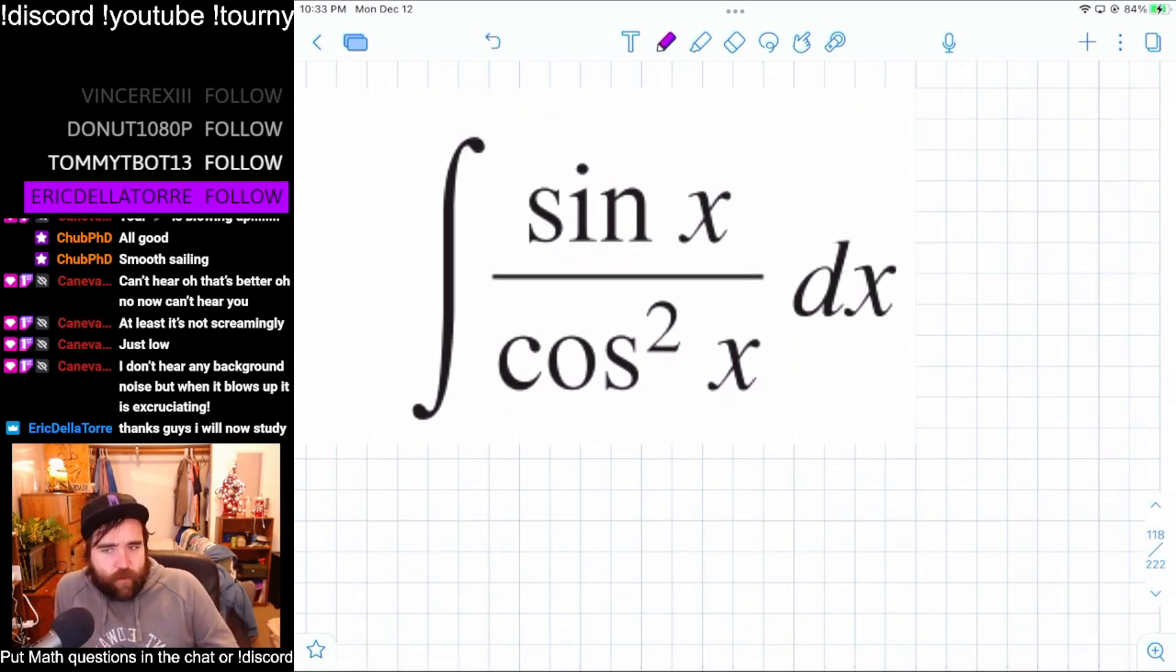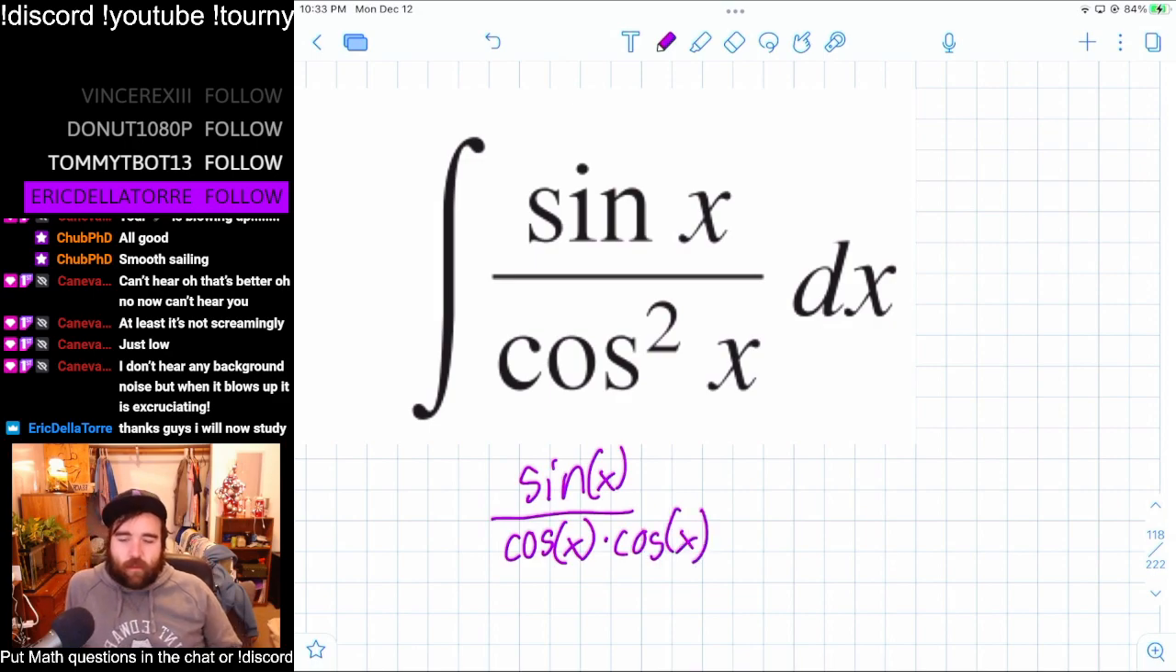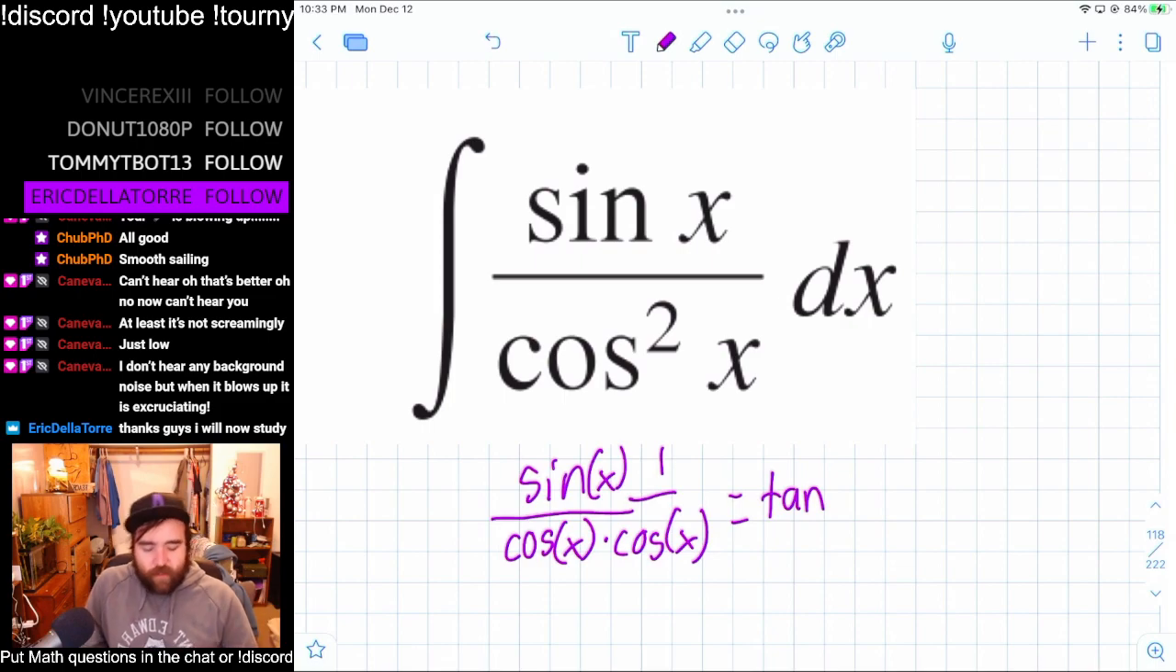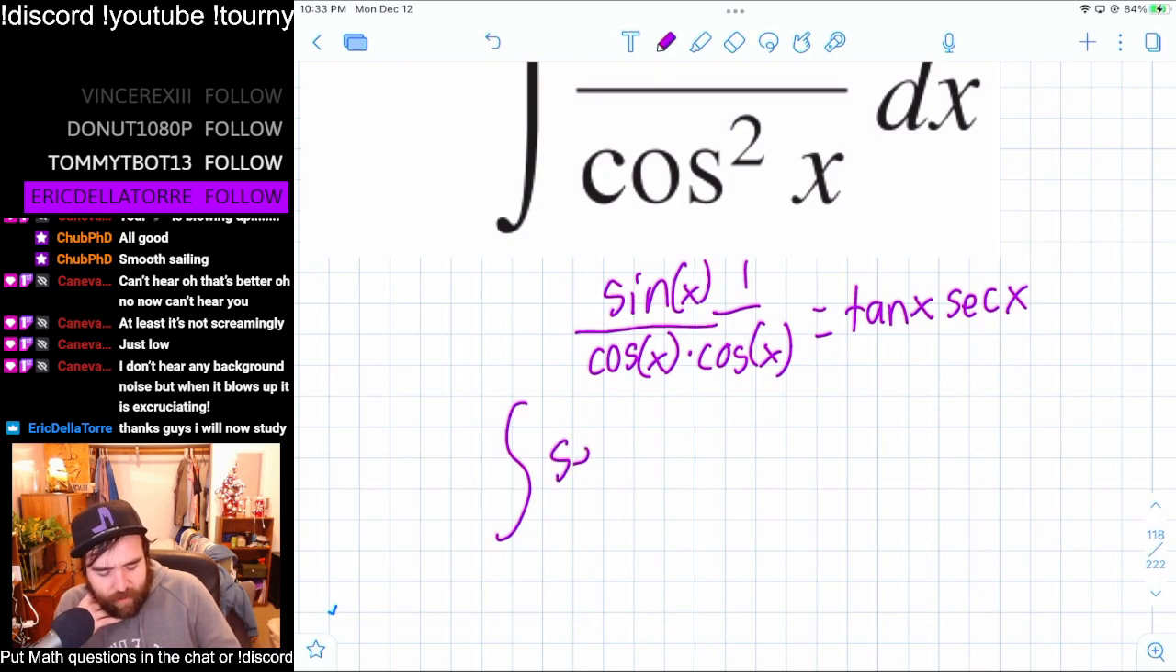So we've got sine over cosine. So maybe let's split this up to be sine, I don't know how stingy y'all are going to be about writing of x, sine of x divided by cosine of x times cosine of x, which is what? So you have sine over cosine. So what is that? That's tangent. And then you have 1 over cosine. What's 1 over cosine? 1 over cosine is secant. So what we're left with is secant x times tangent x. So we're trying to take the integral of secant x times tangent x.